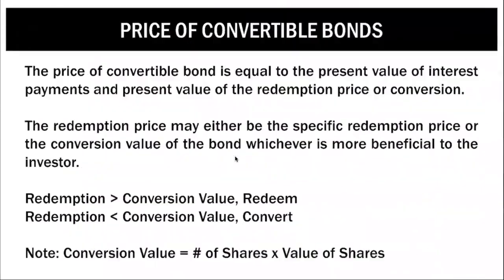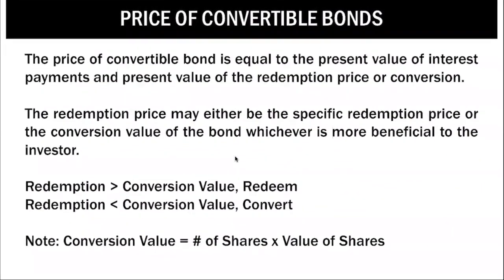Next, we look into the price of your convertible bonds. The price of convertible bond is equal to the present value of interest and, of course, the present value of the redemption price or conversion. So it's or, meaning it can either be redemption price or conversion. So when do we need to add the redemption and when do we need to add the conversion? If redemption price is greater than conversion value, then redeem. If redemption price is lesser than conversion value, then convert.